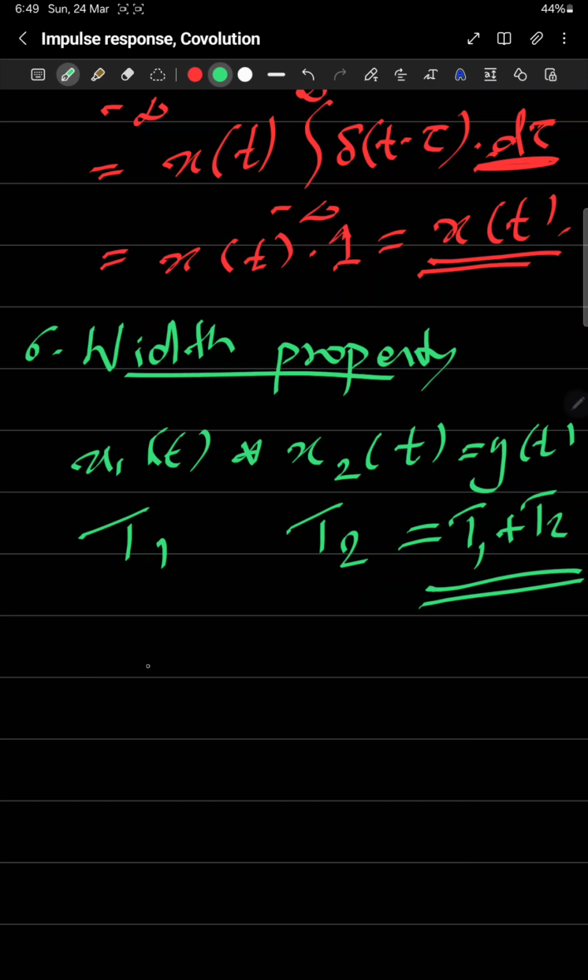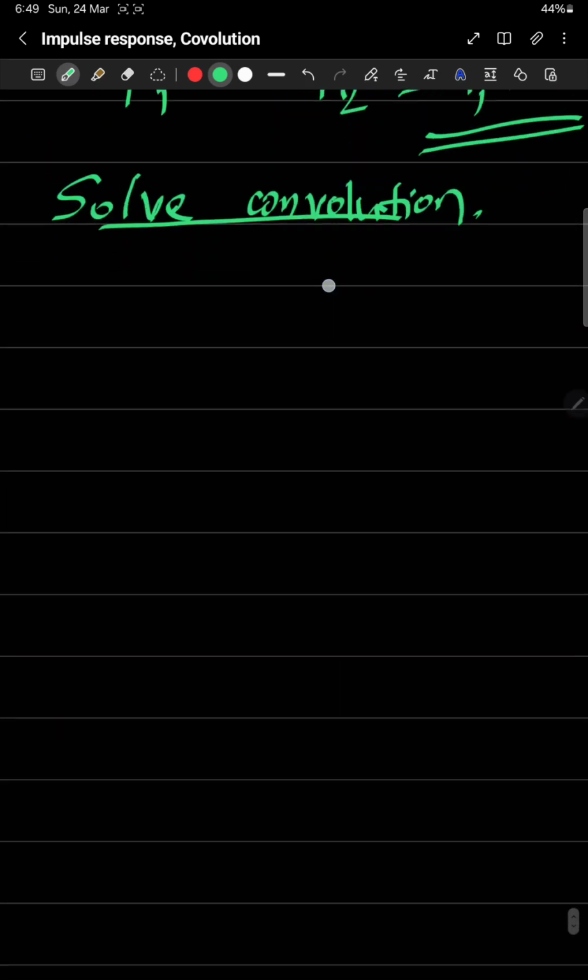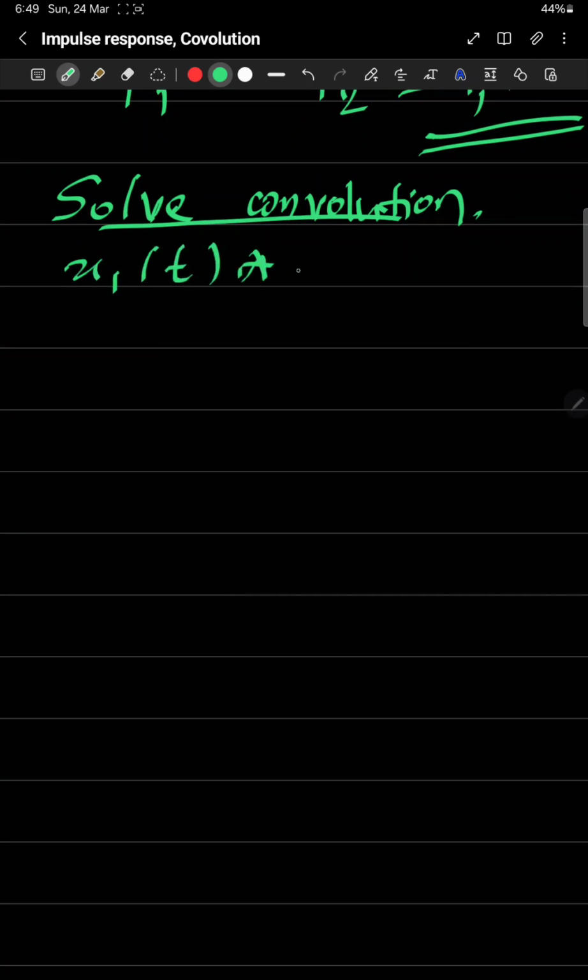And for some more additional things about convolution, we'll look at the problems first. We'll look at a few problems. Problems related to the convolution integral can be done in two ways. So how to solve convolution? Let's see how we can solve the convolution operation. When you want to solve x1 of t convolution x2 of t, you can do it in two ways.